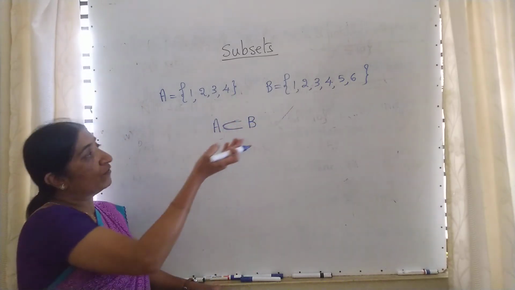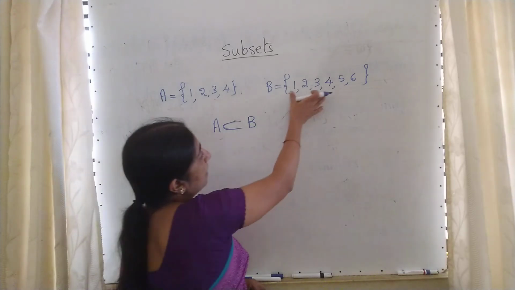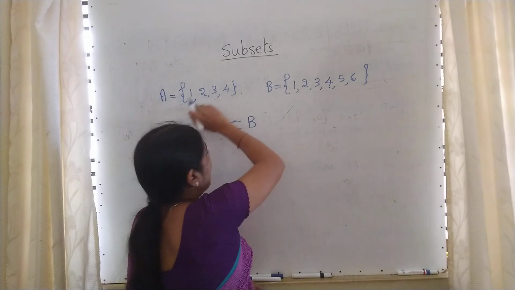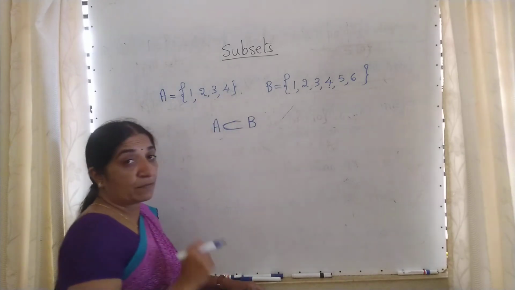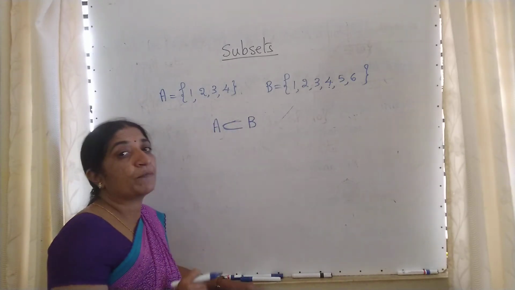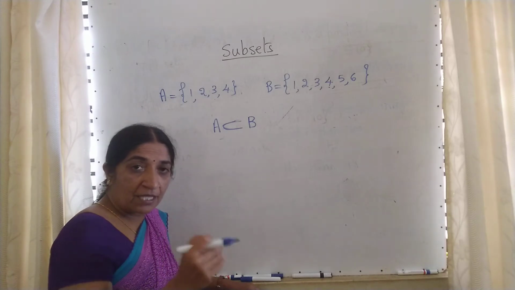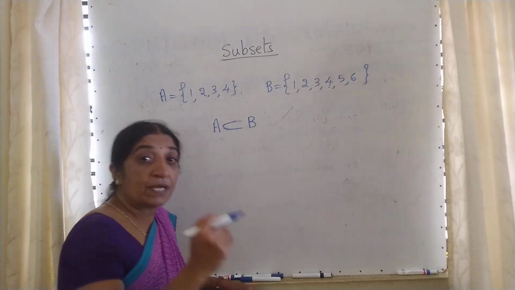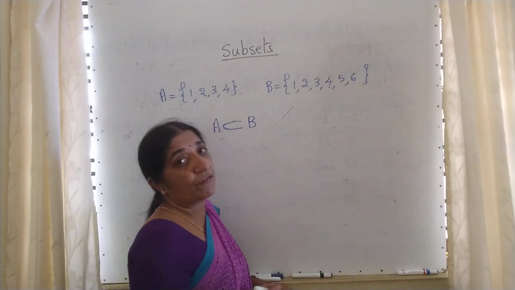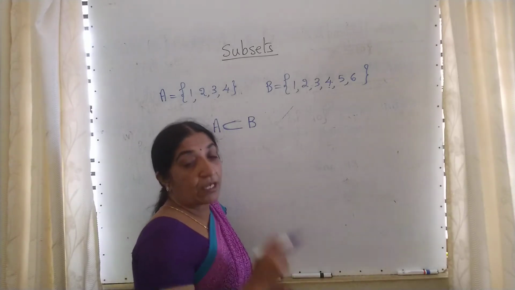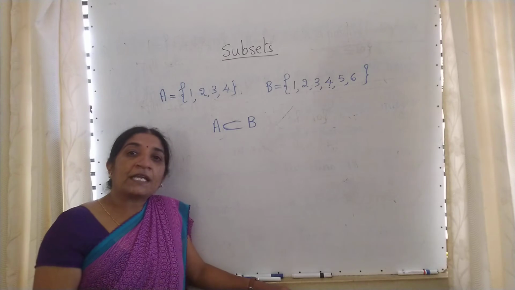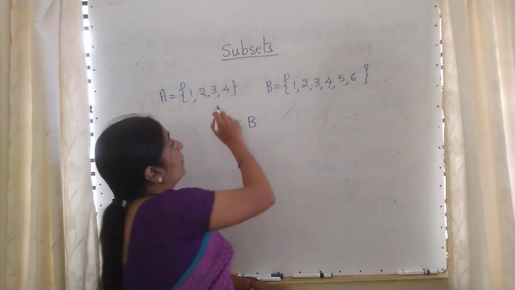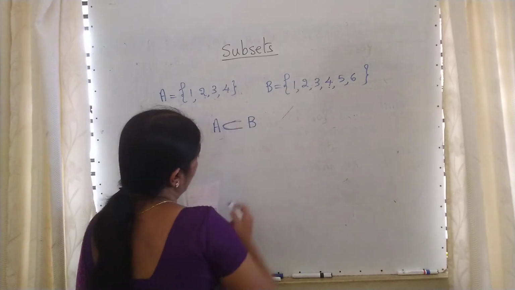Understood? But when you take the reverse and compare the elements of set B with A, up to 4 all the elements of B are present, but 5 and 6 are not present in A. That means we cannot say that B is also a subset of A. Is it clear or not? So every element of set A is also an element of set B. Therefore A is a subset of B.